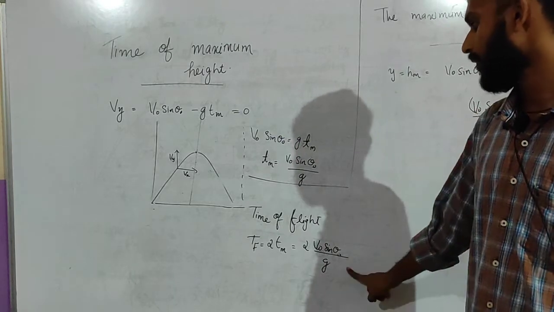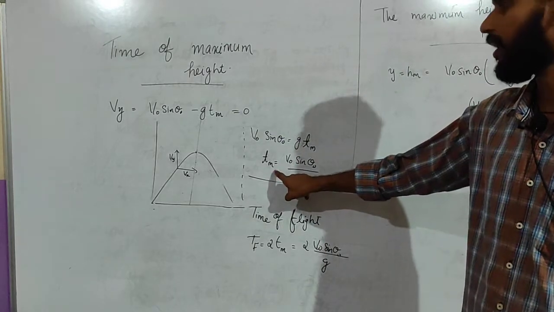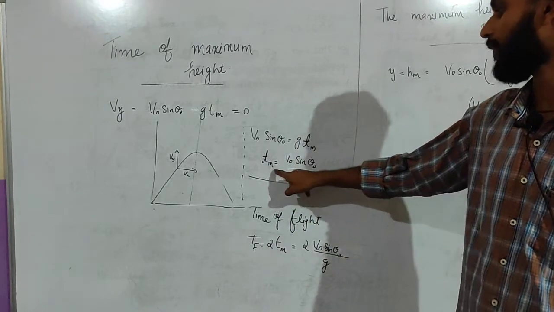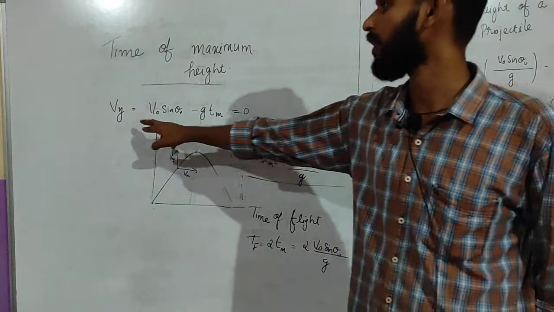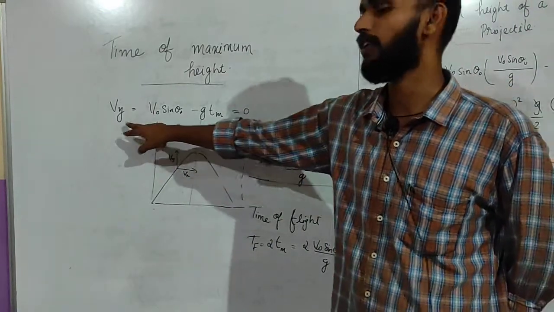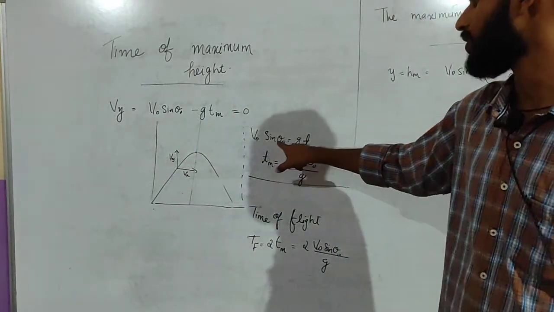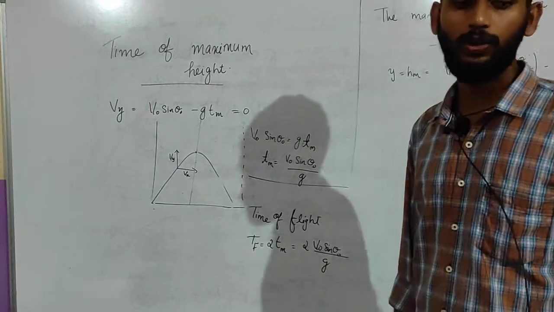That is the time of flight, and this is the time required for reaching the maximum height, Tm, equal to V0 sin theta 0 divided by g. We started from the Vy value, and at maximum height Vy will be equal to 0. So V0 sin theta 0 is equal to g into Tm.